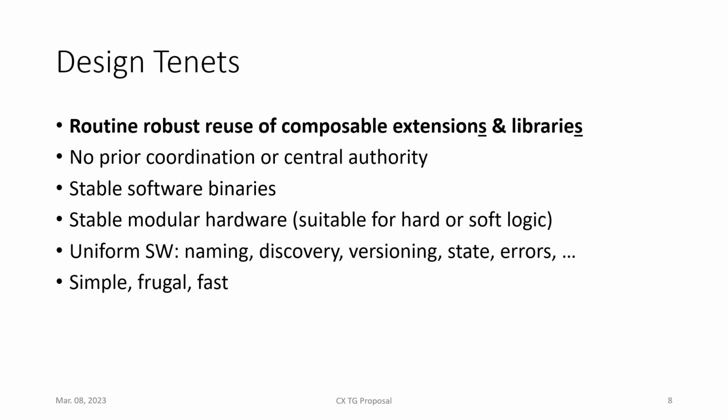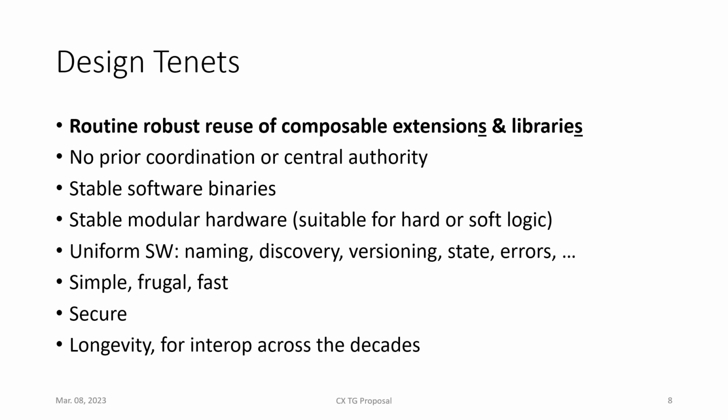The design should be simple, frugal, and fast. It must have a threat assessment, must not introduce side channel attacks, and must provide a means for the operating system to perform access control to extensions and state. Finally, interop interfaces and the things they interop with tend to last forever. So we require provisions for backwards and forwards compatible versioning of our interfaces and of the composable extensions, extension libraries, and extension unit hardware built with them.